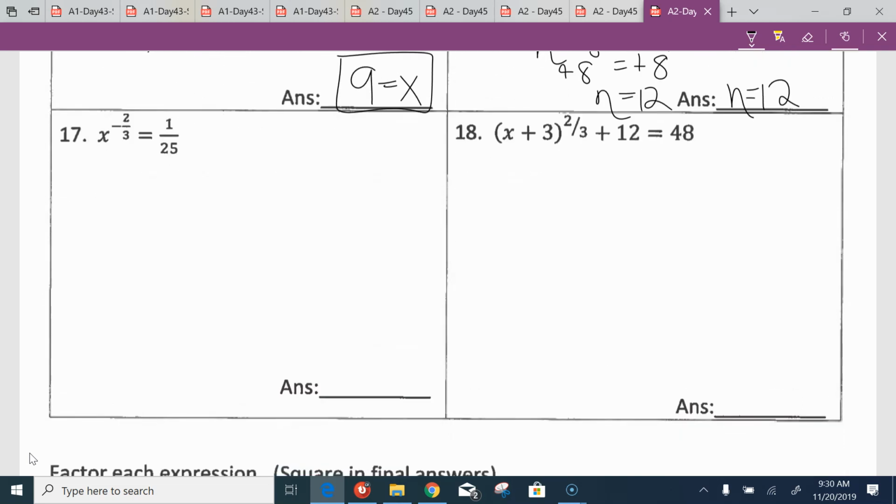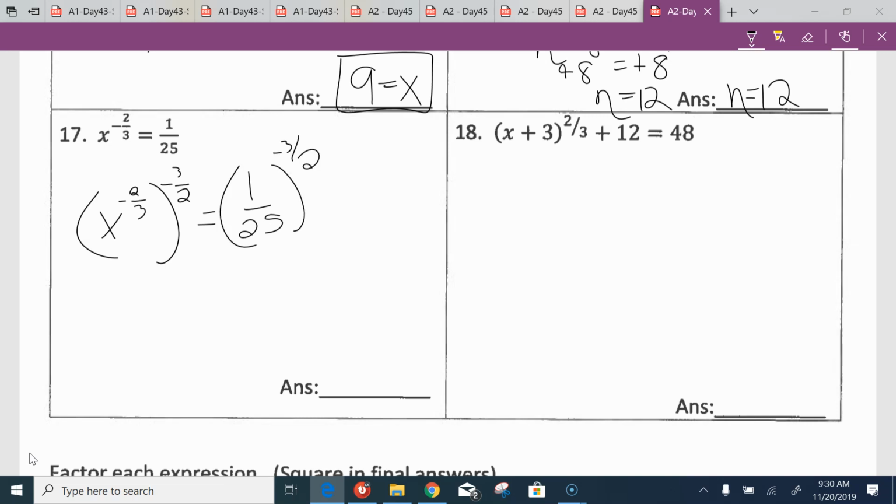Number 17, we begin the process again. x to the negative 2/3. I'll go ahead and raise it to its reciprocal, negative 3/2. That equals 1/25, also to the negative 3/2. A lot of people were able to get this first part started. They got lost in the second step on the right side.